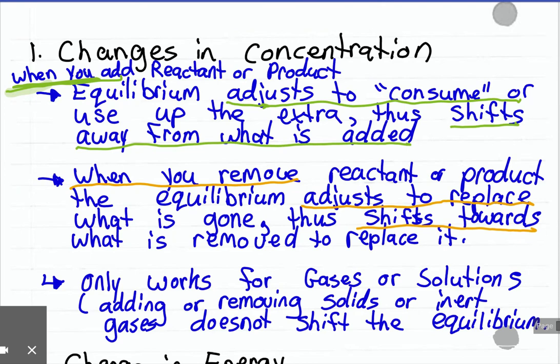I'd probably underline or highlight this idea because it kind of summarizes it up really nicely. All right, the other thing is you just need to remember that this only works for gases or solutions. Adding or removing solids or inert gases, so gases that don't react, does not shift equilibrium.